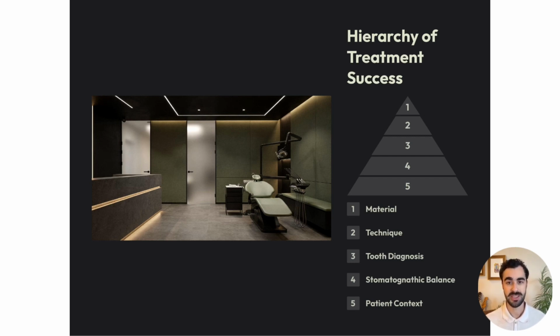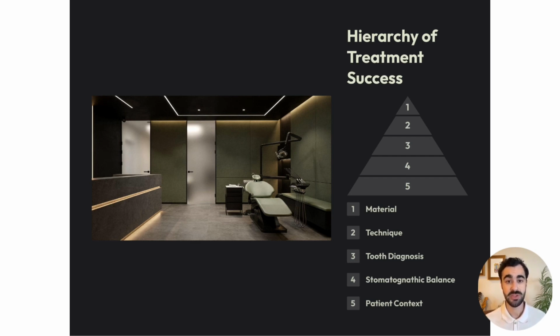Fourth, restorative technique, the method and strategy used. And finally, dental material, brand, model, chemical composition. This means that the material you choose, which is frequently the center of discussions in courses and congresses, is actually the factor with the least impact in this hierarchy.